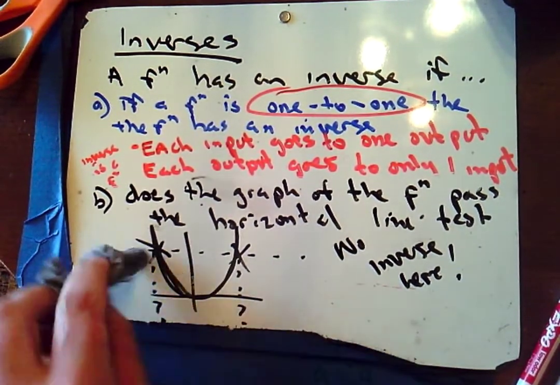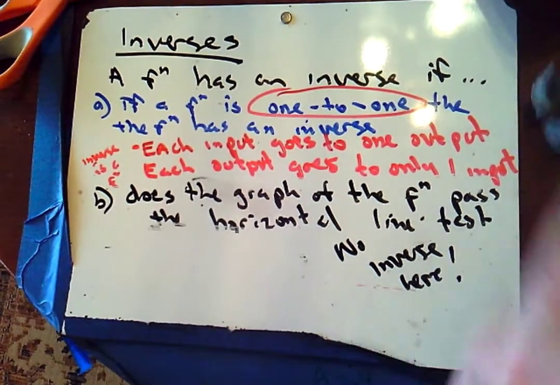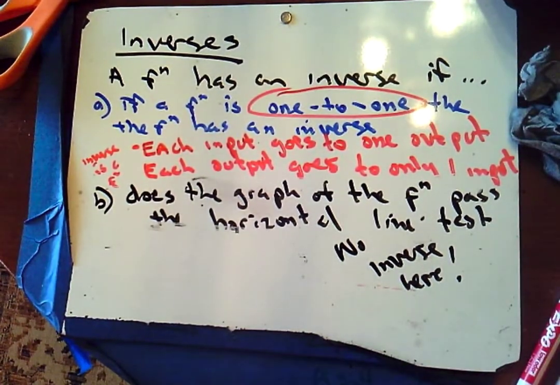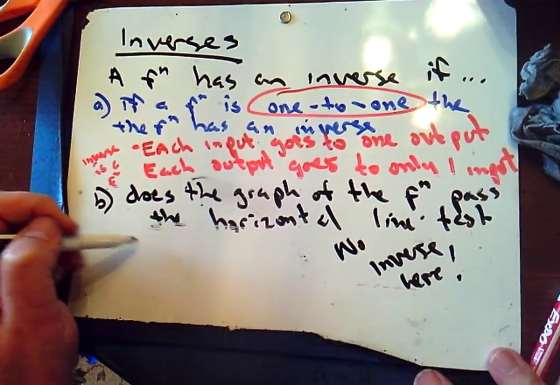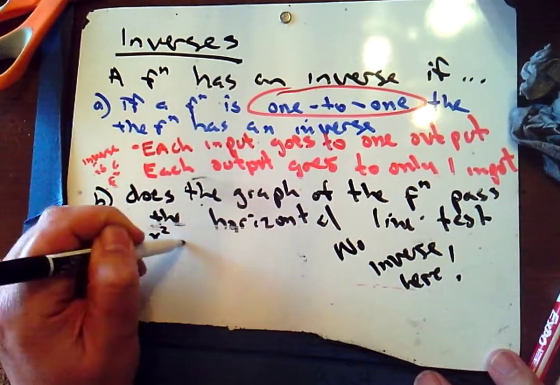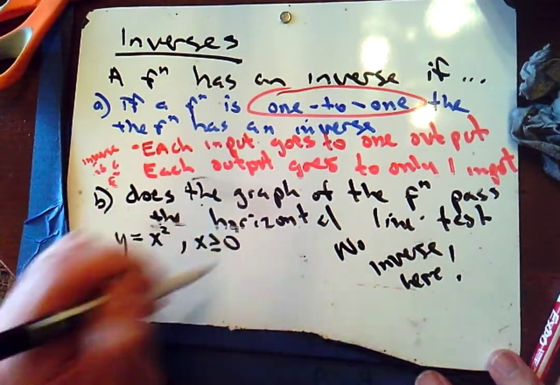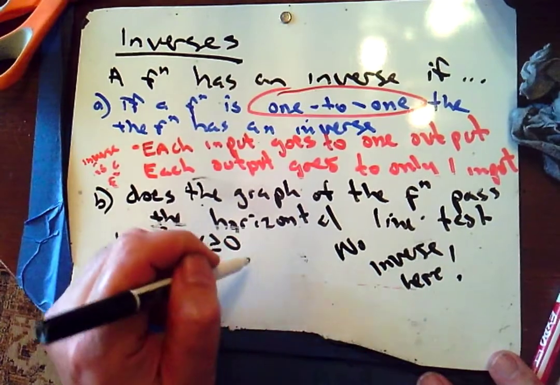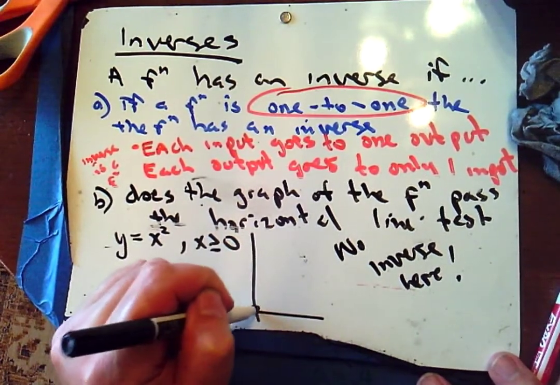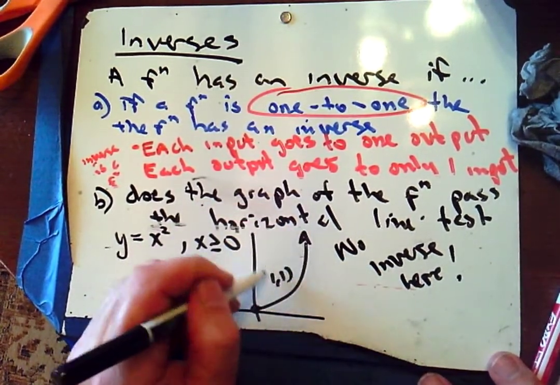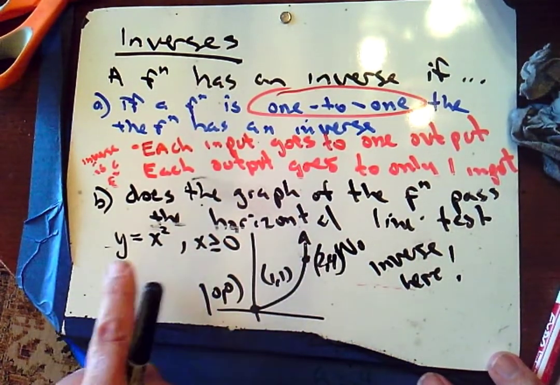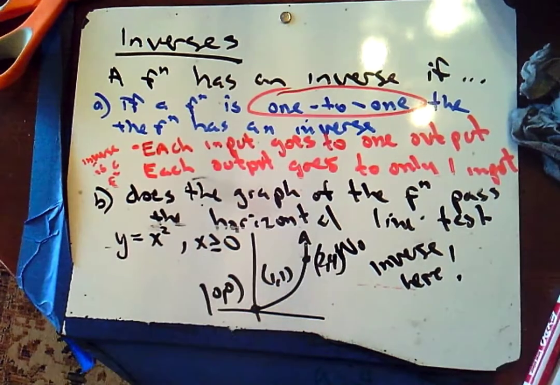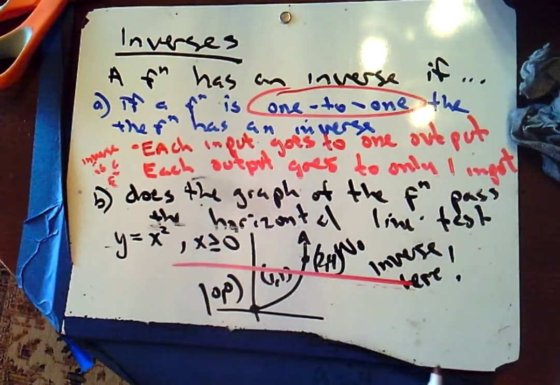Now, when we ran into this last year in pre-cal, we said, well, we like parabolas. We don't want to get rid of all of them. And so do you remember what we did? We said, okay, y equals x squared, but for x greater than or equal to 0. Now if I graph this, look what happens. (1, 1), (2, 4), (0, 0). I'm considering the parabola, but only for x greater than 0. Does this function pass the horizontal line test?